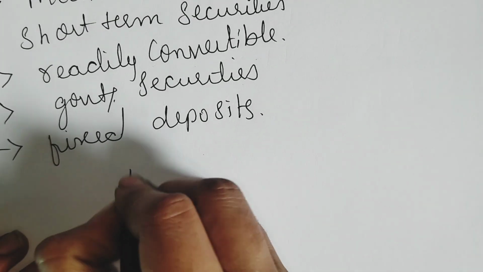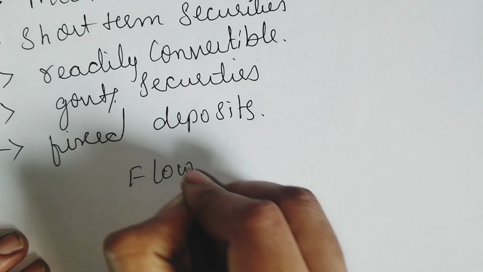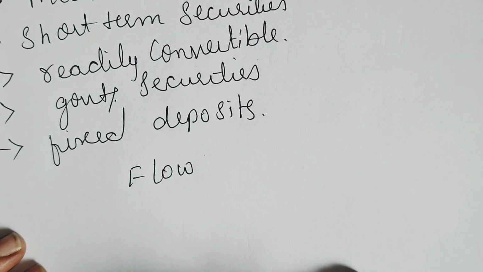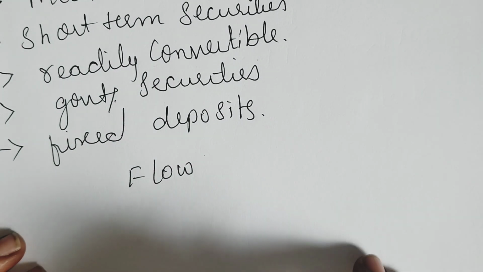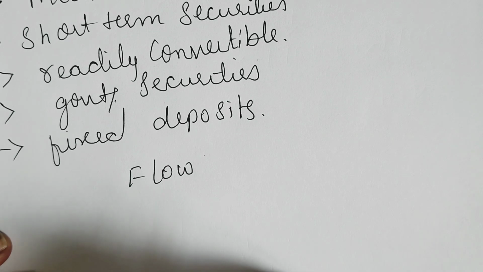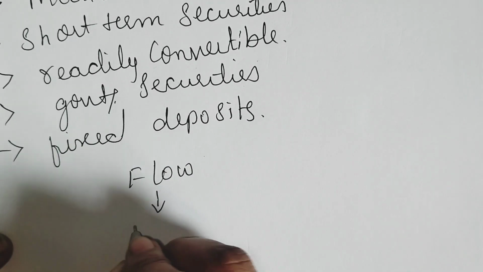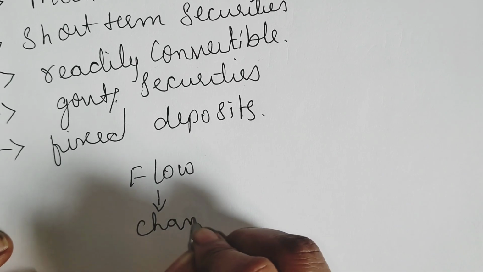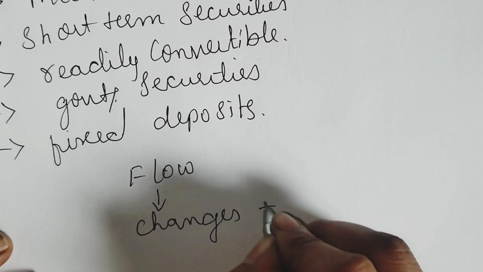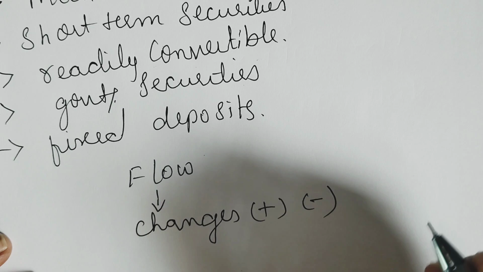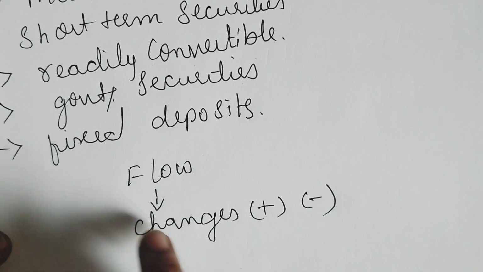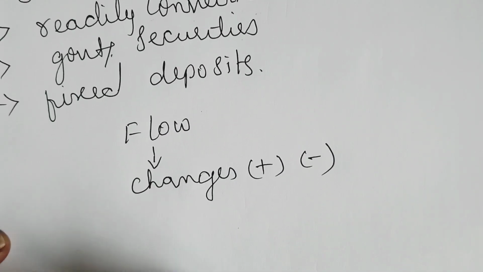Then what is flow? Flow means whatever is running, that is called flow. The constant, whatever remains, you won't call it a flow, right? So here flow means changes. There will be an increase or decrease in the flow. The changes you are recording in the cash flow statement.